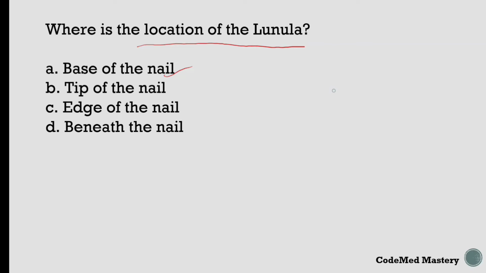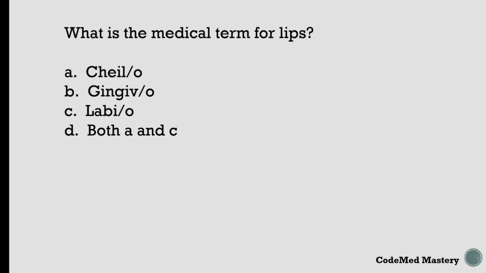You can open the diagram. So it is in page number 93, where you can find the dorsal nail view diagram. From there you can see lunula is present in the base of the nail. Next question, what is the medical term for lips?